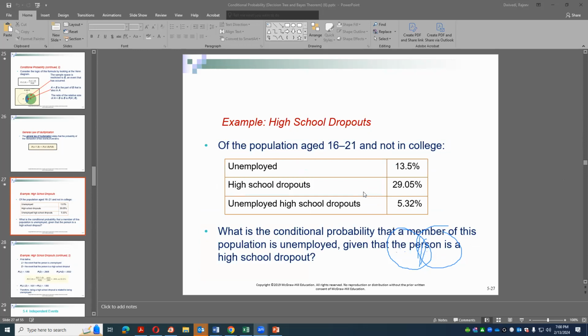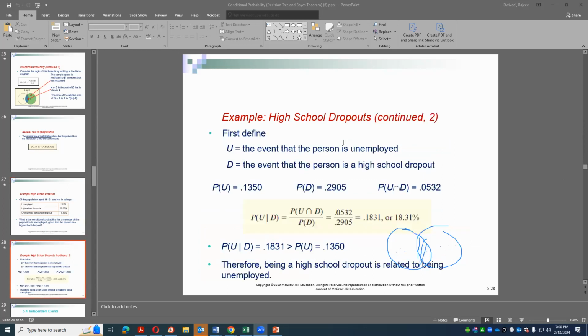So here, this is a good example that you can understand. The rate of unemployment is about 13.5%. High school dropout are 29.05%. Unemployed and high school dropout are 5.32%. Now the question asks, so probability of unemployment, probability of dropout, probability of unemployed and dropout. What is the probability of unemployed condition they are from high school dropout? Probability of unemployed condition they are high school dropout.